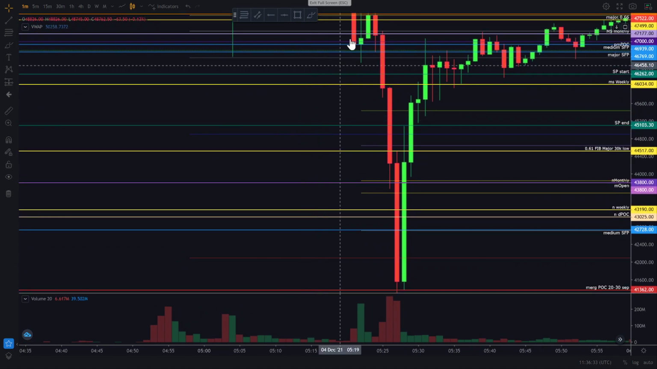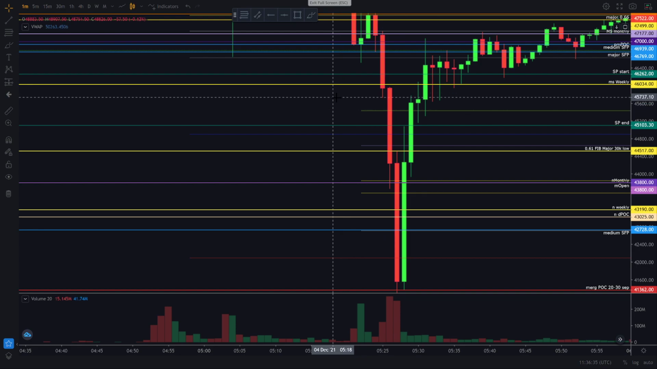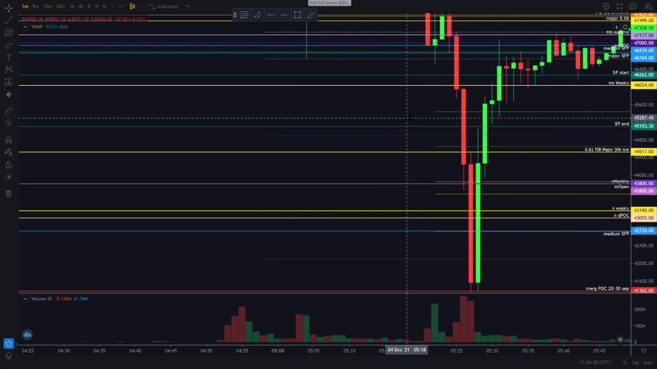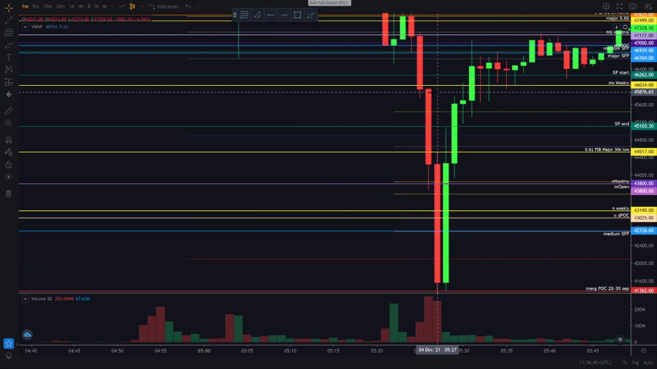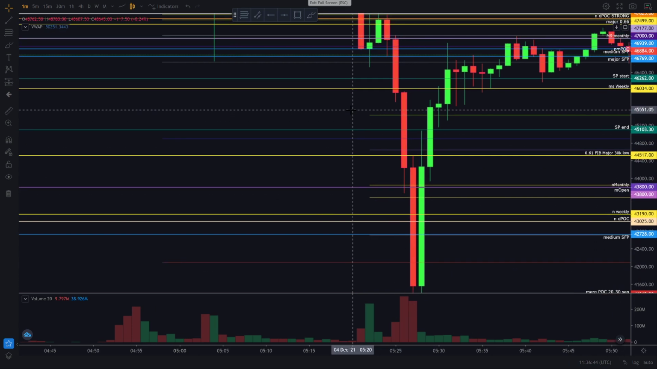And now this was the major move, absolutely huge. It needed patience because this move, this candle and this candle, especially the last one, was huge liquidations on the market.